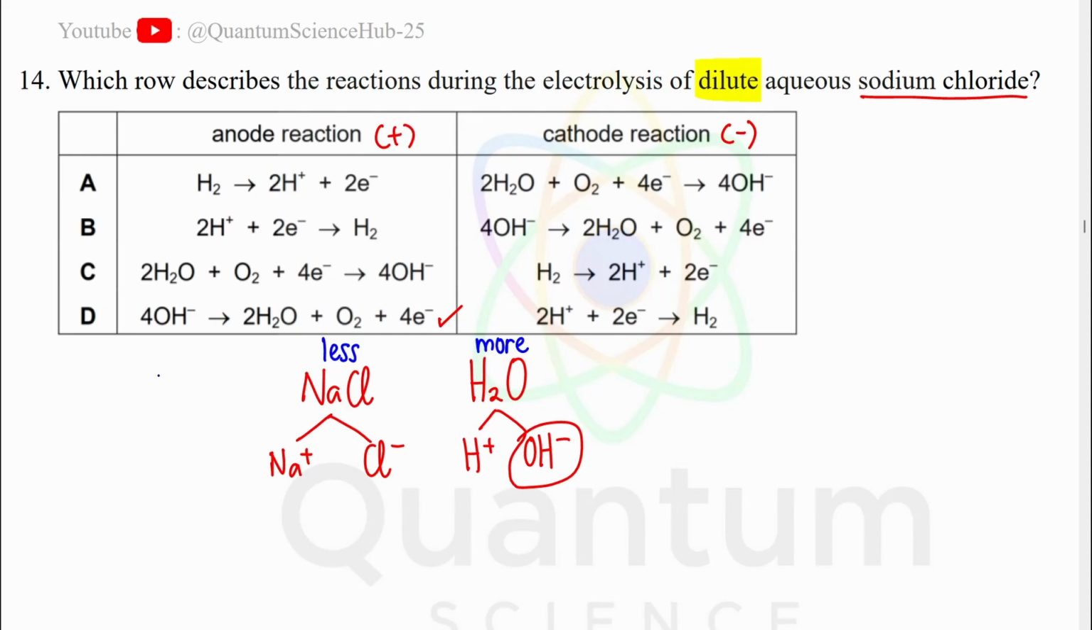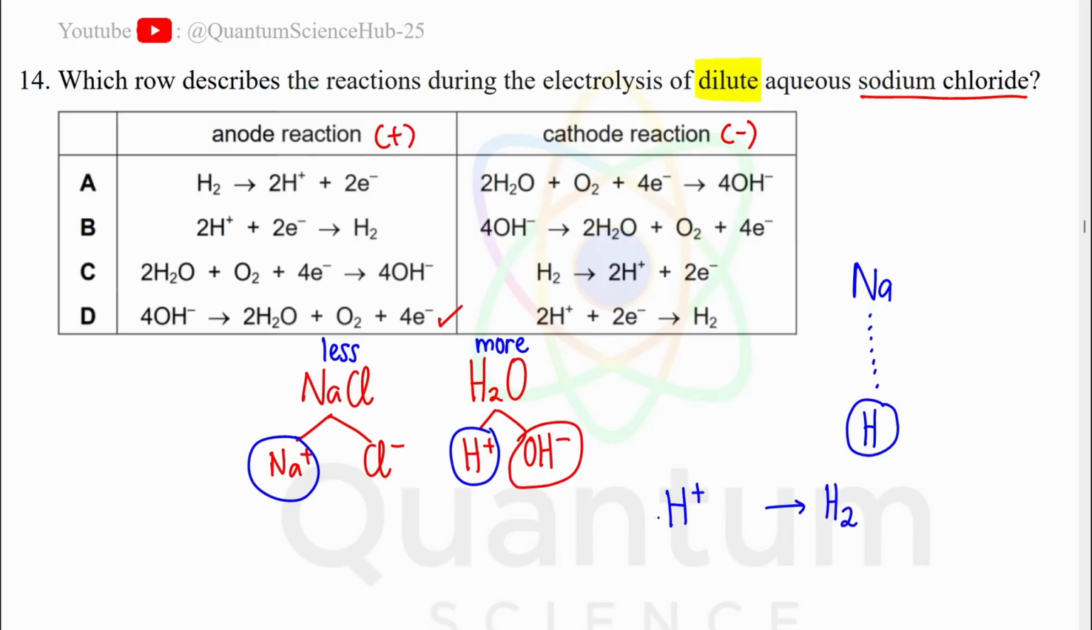For the cathode, we have Na+ or H+. Now, if you check the metal reactivity series one more time, sodium is at the top while hydrogen is at the bottom. So we are choosing hydrogen, right? So it is from ions wanting to become atoms. And hydrogen is a diatomic gas. So we put 2 and we put 2 in here, and we balance it by putting 2 electrons at the left side. So from here, we know the correct answer is D.